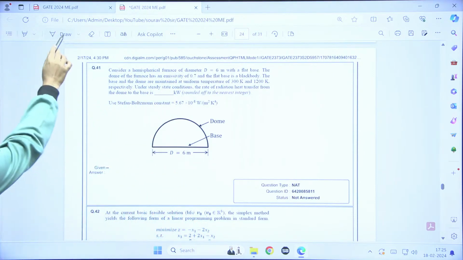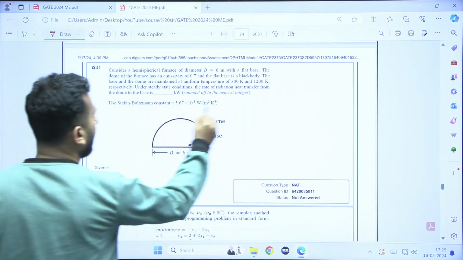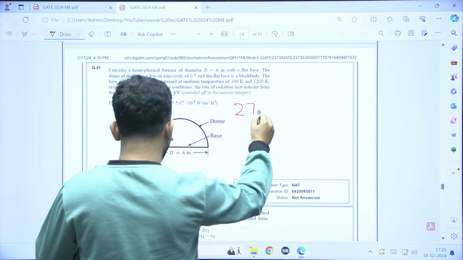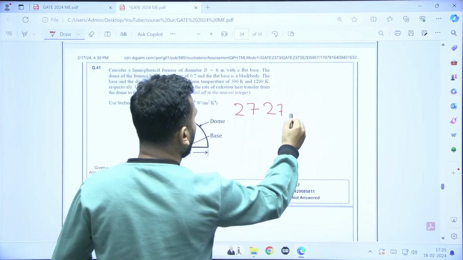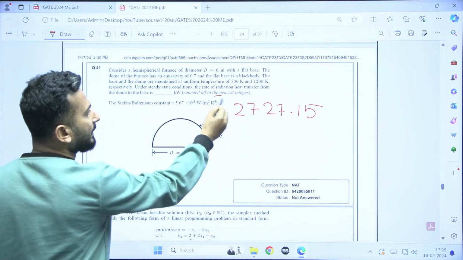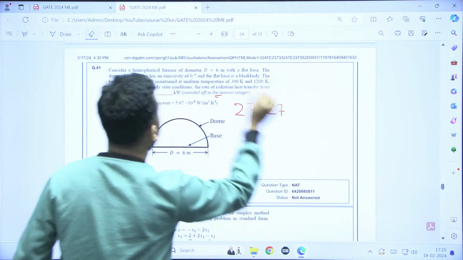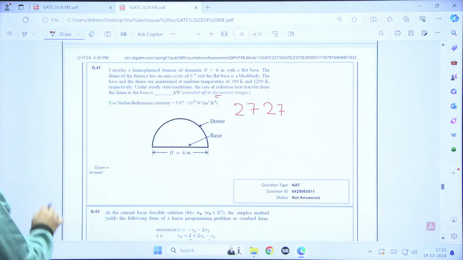Okay. Heat transfer between 2 surfaces by radiation. The answer for this will be 27.15. Since it asks for the nearest integer, you can neglect this 0.15. 27 is the answer. Okay.